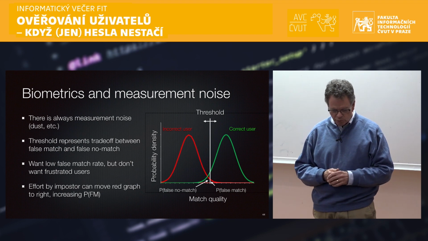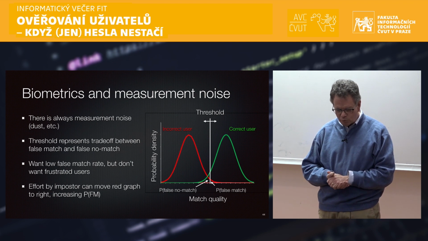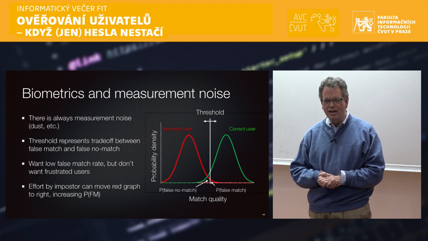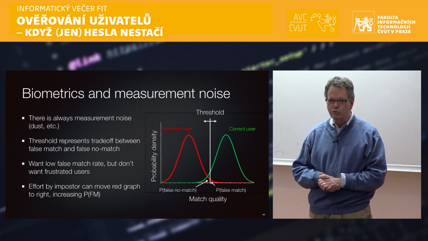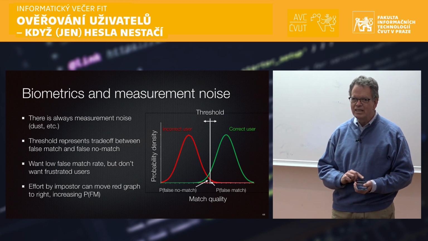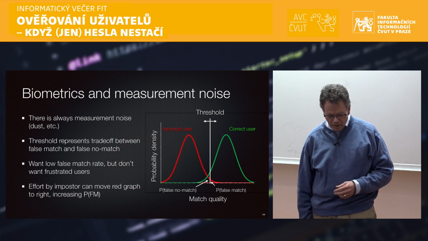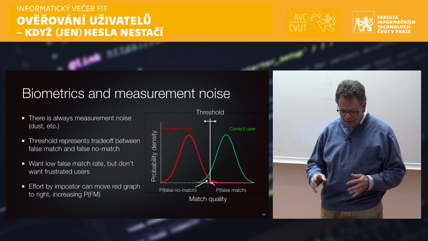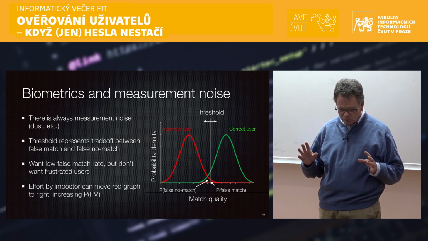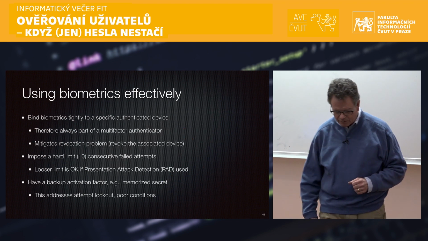You have to pick a threshold, and yes, you can get the false accept rate as low as you want, but that might mean that an awful lot of the time the correct user doesn't get authenticated. You need to, again, not frustrate the correct user. So the idea here is to recognize this and use the biometrics effectively.